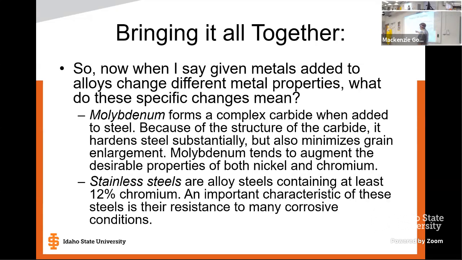Molybdenum hardens a steel, but minimizes grain enlargement, right? So we talked about the fact that our grains are the pieces of a crystal, and they're pushed up against other grains along a grain boundary, and that the grain boundary is the area where we have to worry about particular types of corrosion, right? So when we can harden material substantially, but minimize grain enlargement, what are we doing to that steel alloy? What are we making it good for?